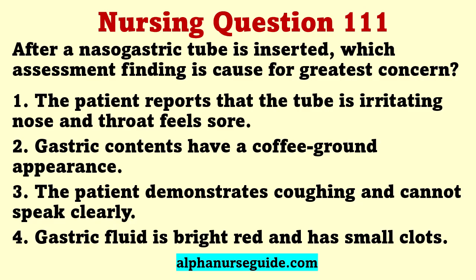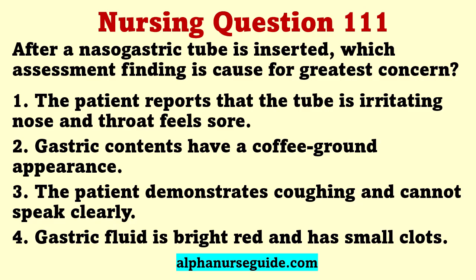The correct answer is 3. The patient demonstrates coughing and cannot speak clearly. Rationale: coughing and an inability to speak or difficulty in speaking clearly suggests that the tube has been inserted into the trachea. The tube should be removed immediately. Bright red blood with clots indicates active bleeding. This should be immediately reported to the healthcare provider.